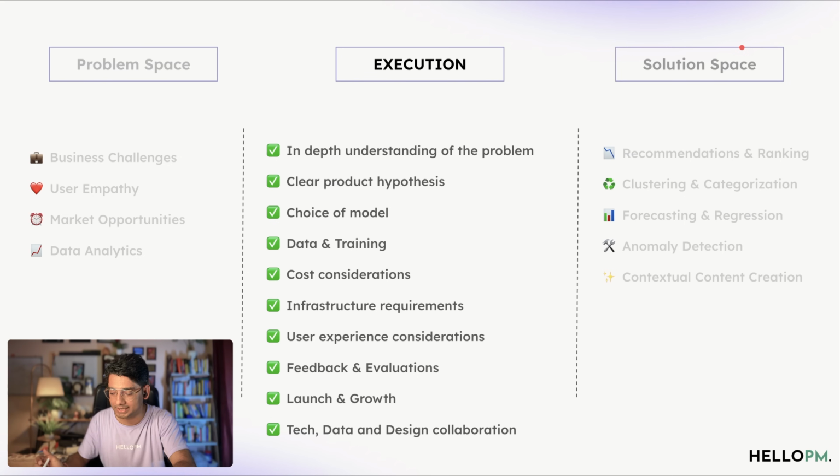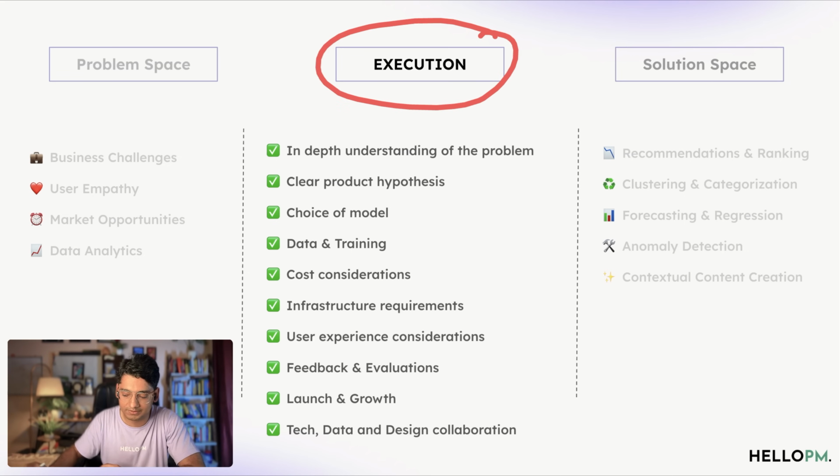So you have to consider the execution. So this is how the execution of an AI product looks like. So you have to consider these things. The first thing is, before you jump onto the execution, make sure that you have an in-depth understanding of the problem. What is the problem that you're trying to solve, and who are the people who are facing this problem, and why is it important for you to solve this problem.